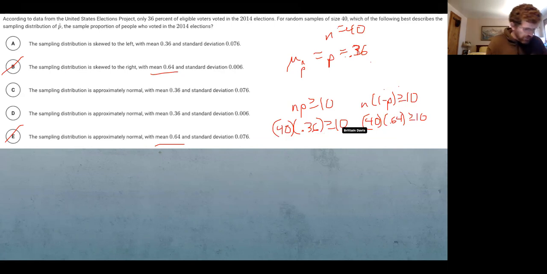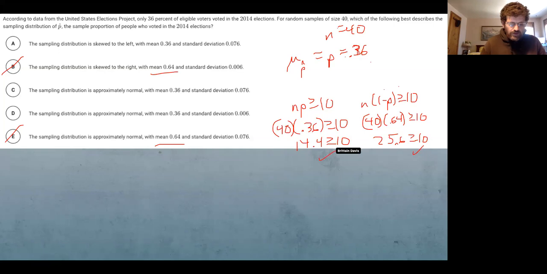So when you do 40 times 0.36, you're going to get 14.4, which is greater than or equal to 10. And you'd get 25.6 right here. So it is going to be approximately normal because it passes that condition. So I'm going to cross that one off as well. It's not going to be skewed.